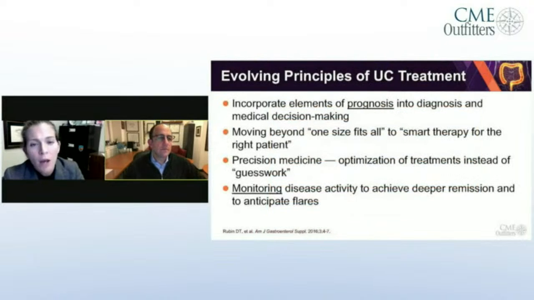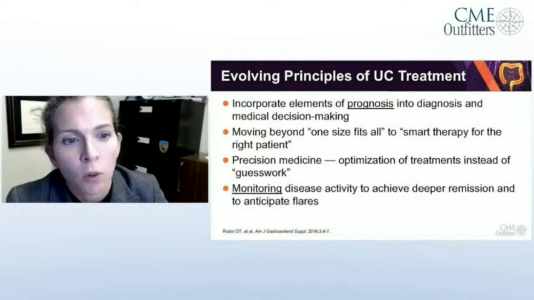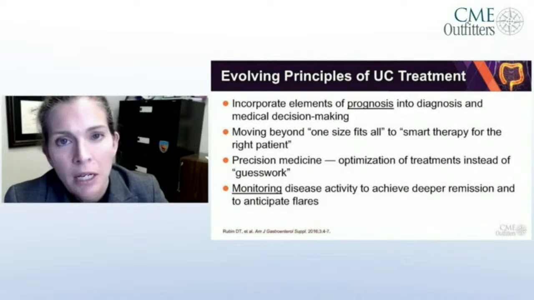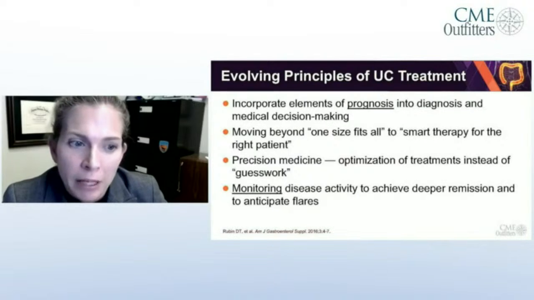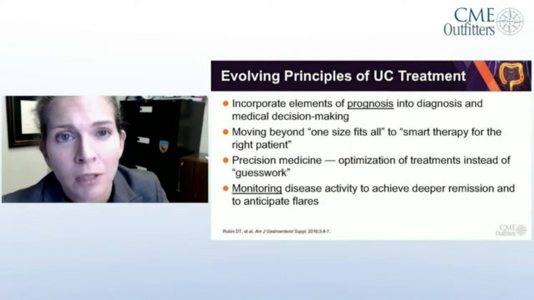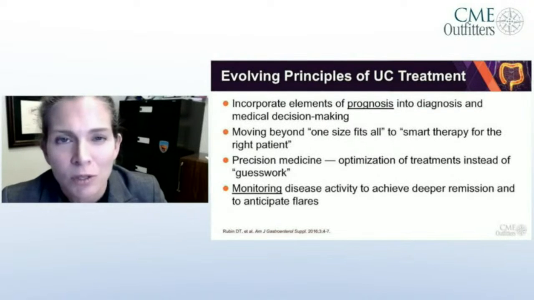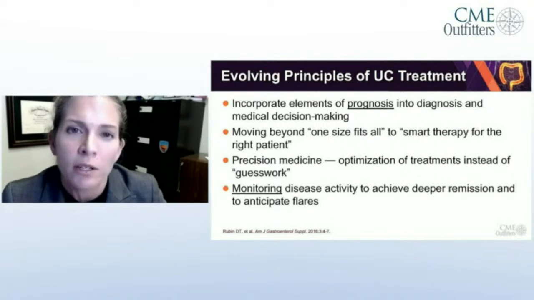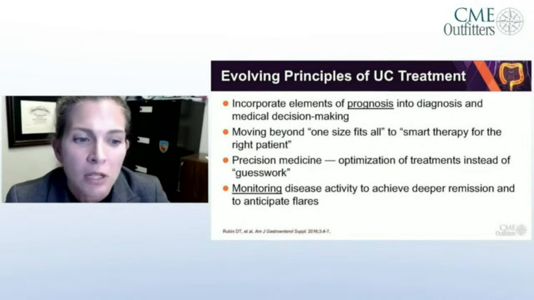So again, we now have, with the newer UC guidelines, evolving principles of UC treatment. And so we're incorporating elements of prognosis into both the diagnosis and the medical decision-making. And I would argue that we're moving beyond one size fits all to smart therapy for the right patient. And so this is a variation of precision medicine. While we don't yet have that specific genetic marker that'll tell us exactly the course of someone's disease, we have a number of factors that we know are associated with more complicated disease, and it is a form of precision medicine to apply this rubric to your patient and optimize their treatments instead of using guesswork.